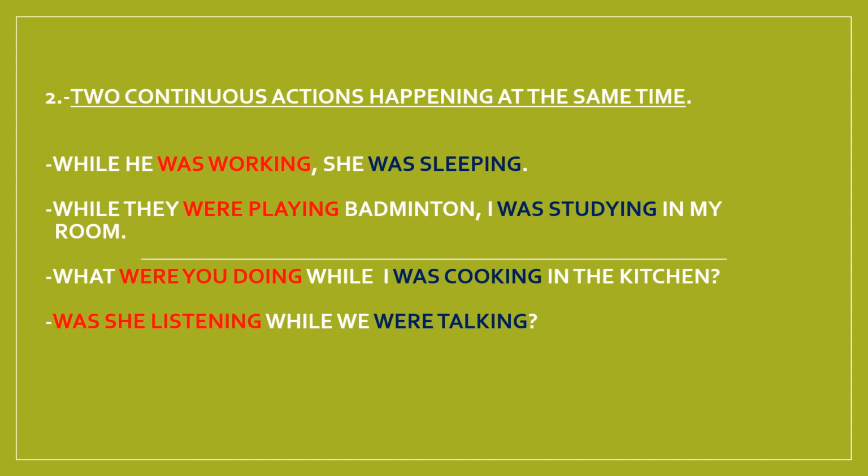Let's see. Idea one is about he works. Idea two is about she sleeps. But both were happening at the same time. While he was working, she was sleeping. So two actions were happening, or took place, at the same time but in the past. Once again, two actions were in progress at the moment of speaking but were in the past.